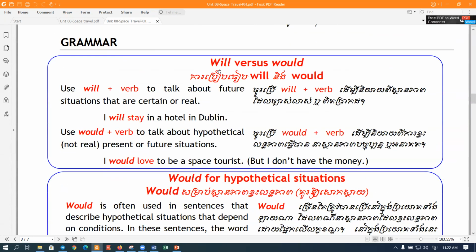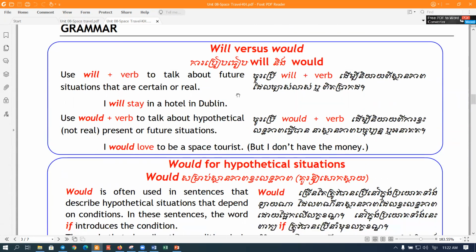Okay, here is the grammar: will versus would. Here, use will plus the verb in base form to talk about future situations that are certain or real.